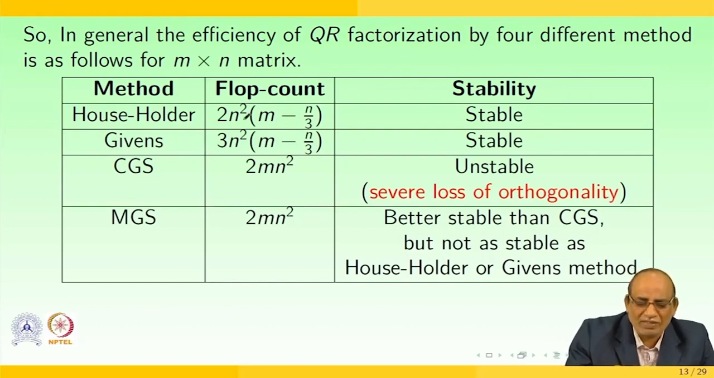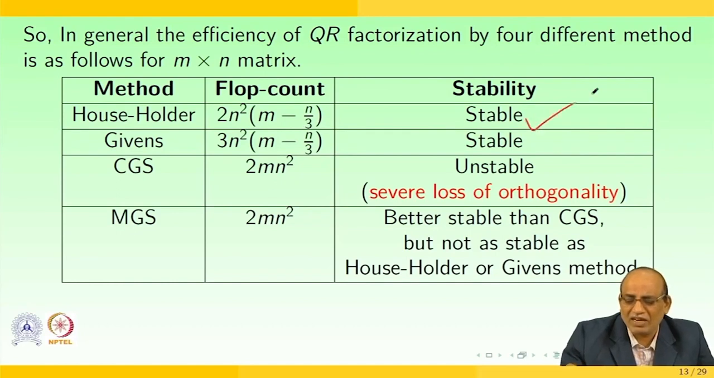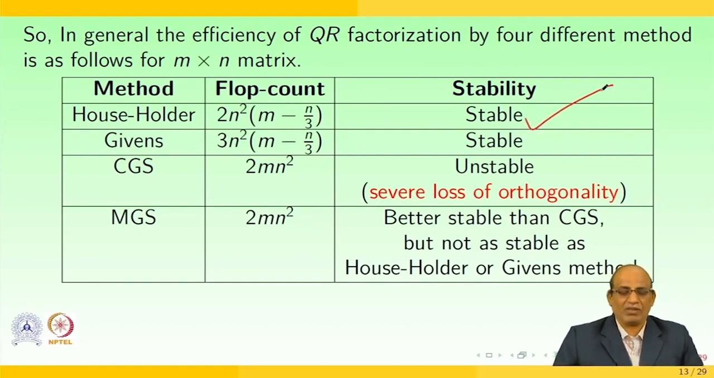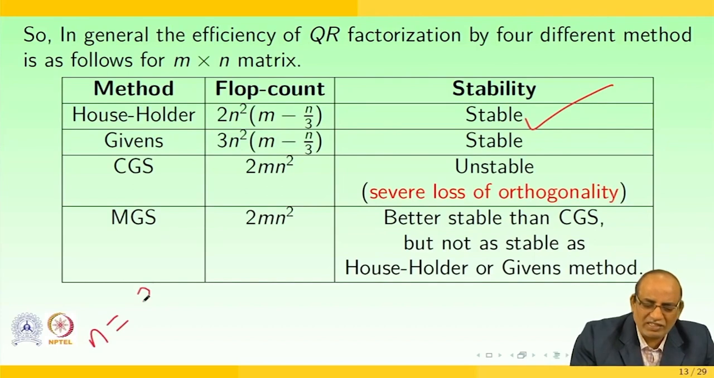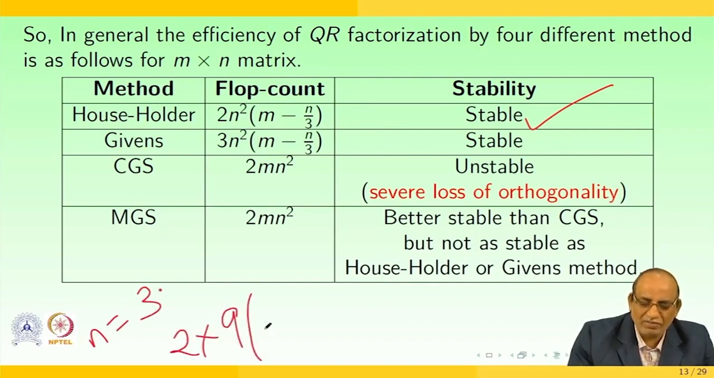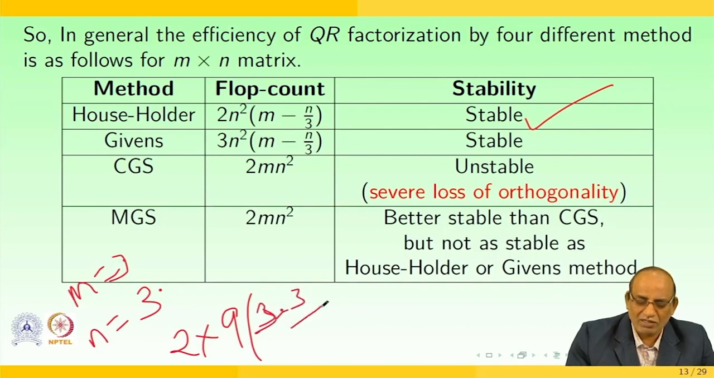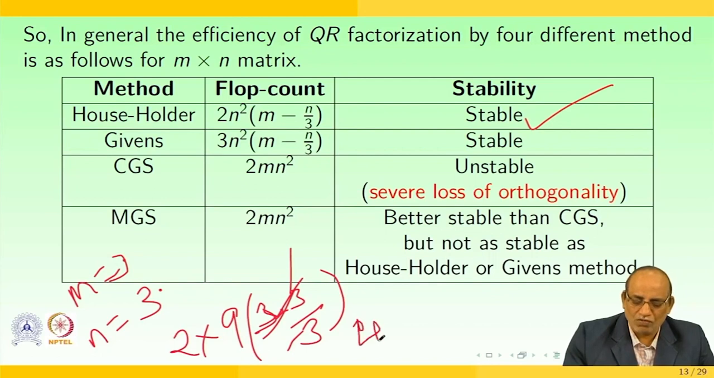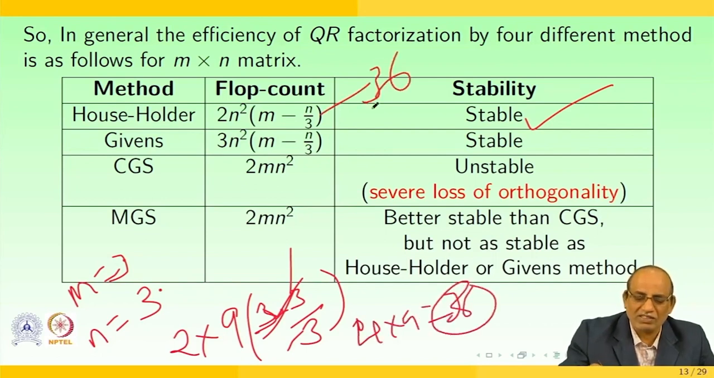If you use the Householder method, the flop count is 2n square times (m minus n by 3), and we call it a stable algorithm. Suppose n is equal to 3 and m is also equal to 3. So 2 into 9 is 18, and 3 minus 3 by 3 is 1, so 2 into 2 is 4, into 9, it is equal to 36. So it happens to be 36 for this case.